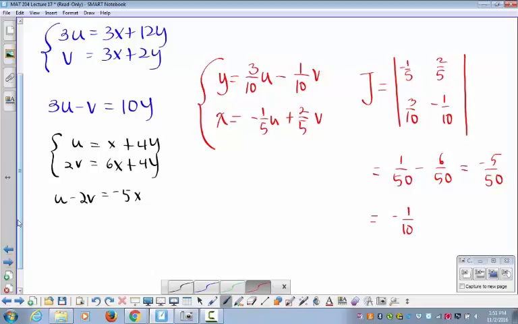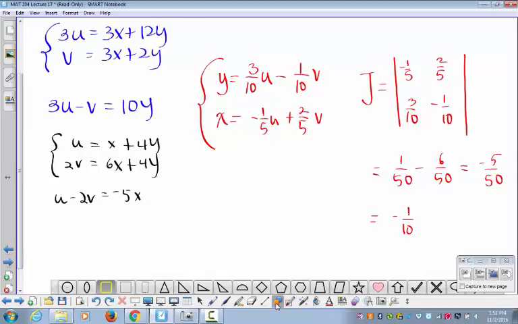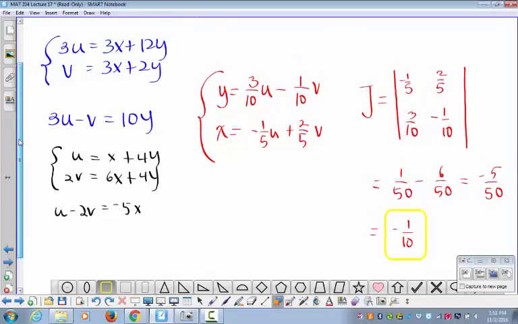So the Jacobian determinant is minus 1/10, and if we were plugging it into an integral, we would take the absolute value and put in 1/10. But that's all they wanted here.